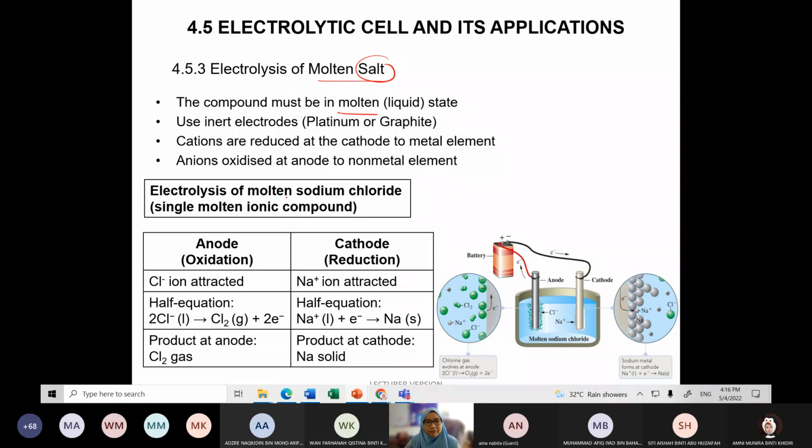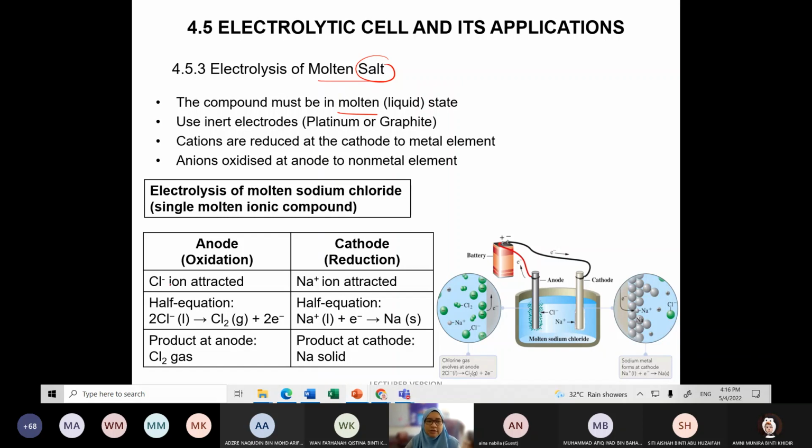Okay, so electrolysis of molten sodium chloride, a single molten ionic compound. That means we use only a single ionic compound. We don't mix with other ionic compounds. Okay, maksudnya let's say we have sodium chloride, that means we have sodium chloride only in the cell for the electrolysis. So we can also have a mixture of salt, tapi tu we will look into that later.